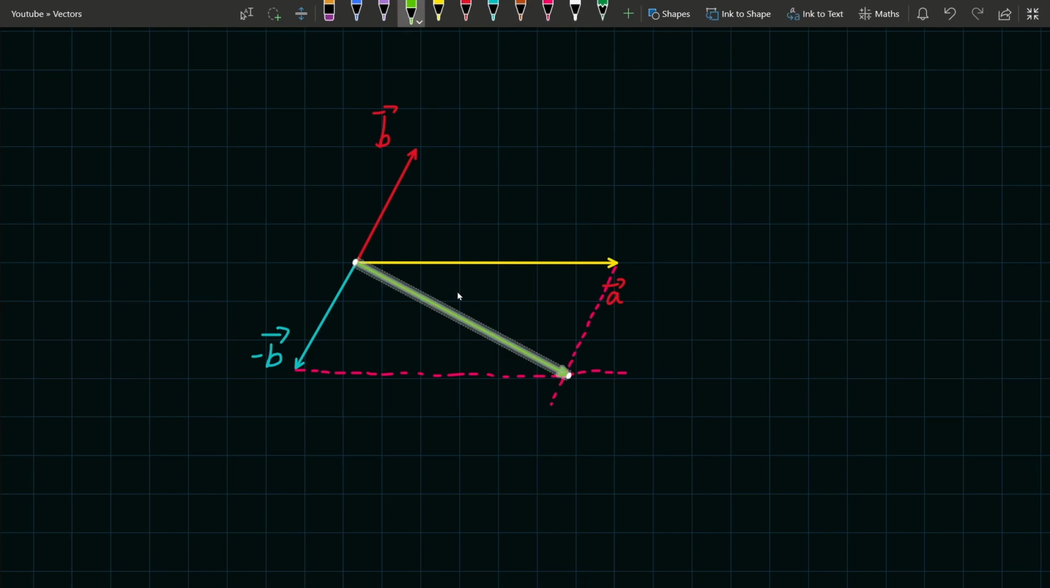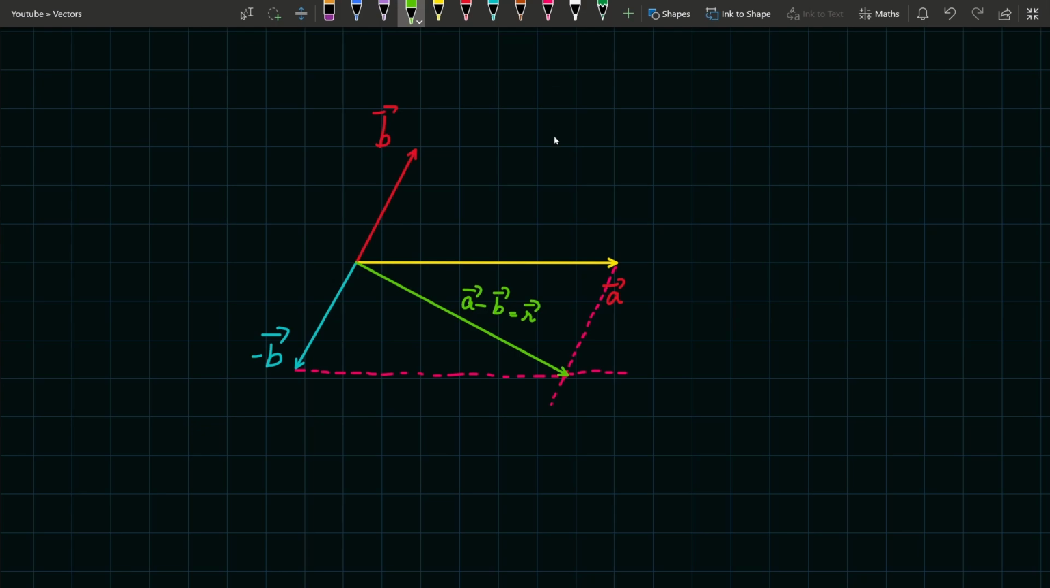That is, this vector is nothing but a vector minus b vector. So that's our resultant vector. Okay, so that is how you perform subtraction of two vectors. Okay, this is pictorially, it is fine. How to do it in a mathematical way?